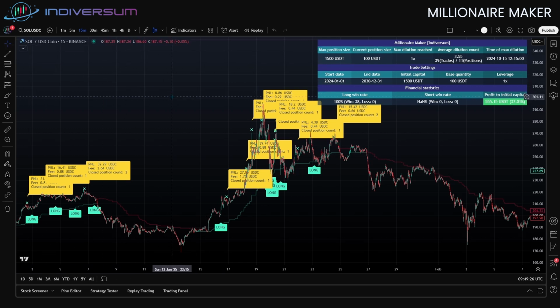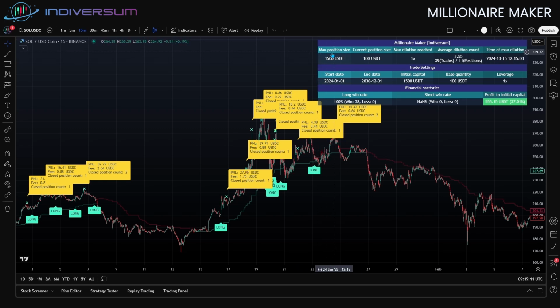Let's dive in. Before we dive into the strategy settings, let's first go through the data table, where we can see how our strategy has performed in the past. This gives us key insights into our trading performance and risk management. First, let's look at position sizing.